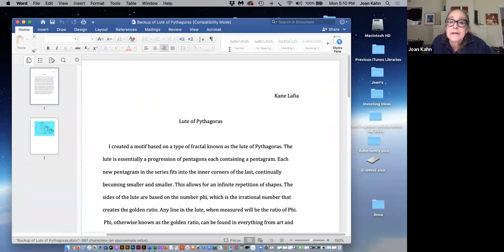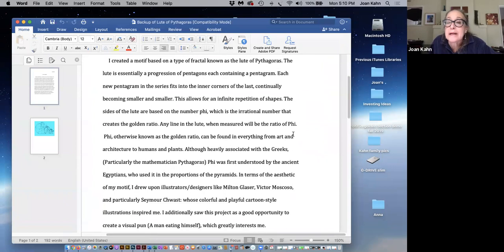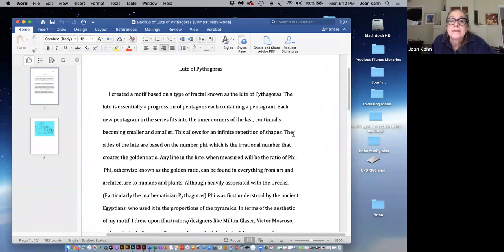So I didn't even know about this system before. I think he's become a filmmaker now. The lute of Pythagoras. I created a motif based on a type of fractal known as the lute of Pythagoras. The lute is essentially a progression of pentagons, each containing a pentagram. Each new pentagram in the series fits into the inner corners of the last, continually becoming smaller and smaller. This allows for an infinite repetition of shapes.